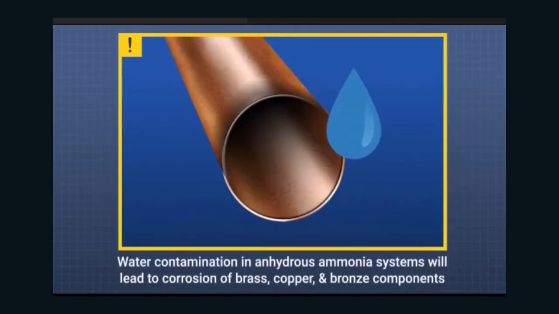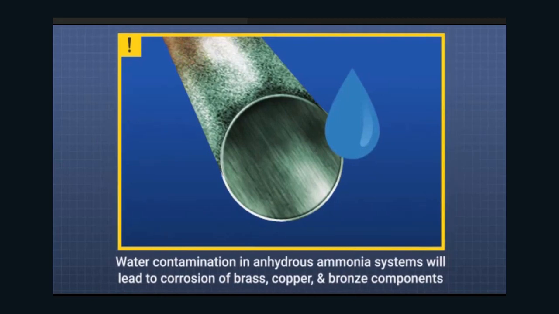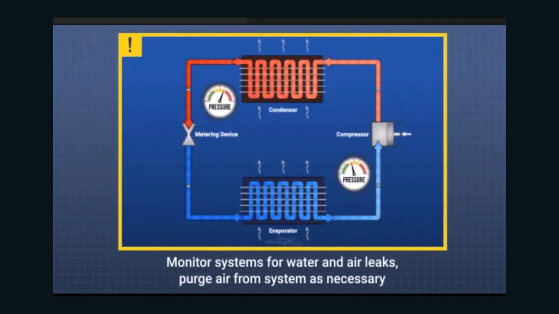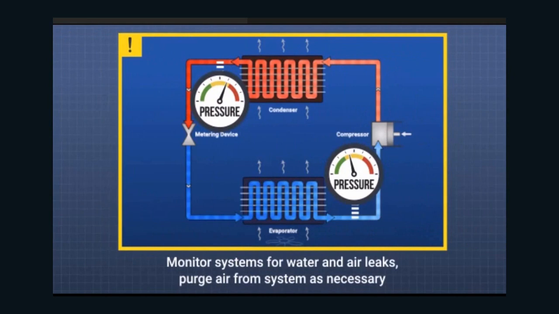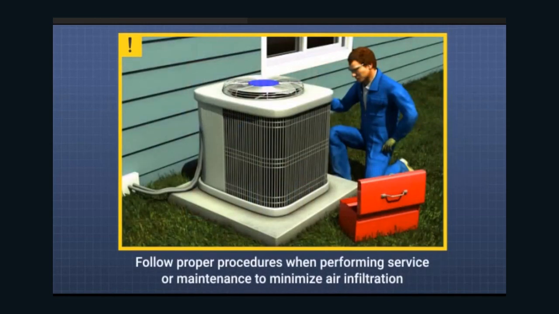Water contamination in anhydrous ammonia systems will lead to corrosion of brass, copper, and bronze components, in addition to lowering system efficiencies. Water can enter as vapor in air or via tube leaks in water chillers. Monitor systems for water and air leaks, especially those systems that run under vacuum. Purge air from the system as necessary, and follow proper procedures when performing service or maintenance to minimize air infiltration.